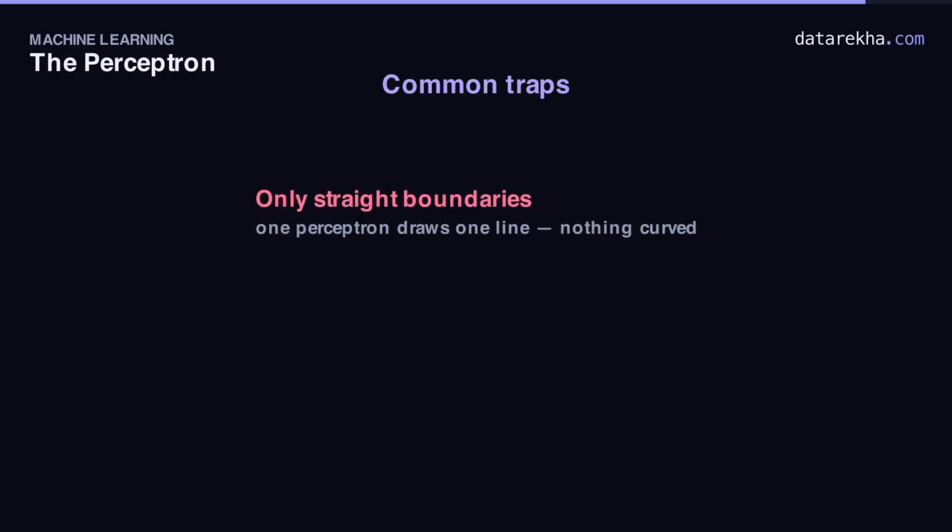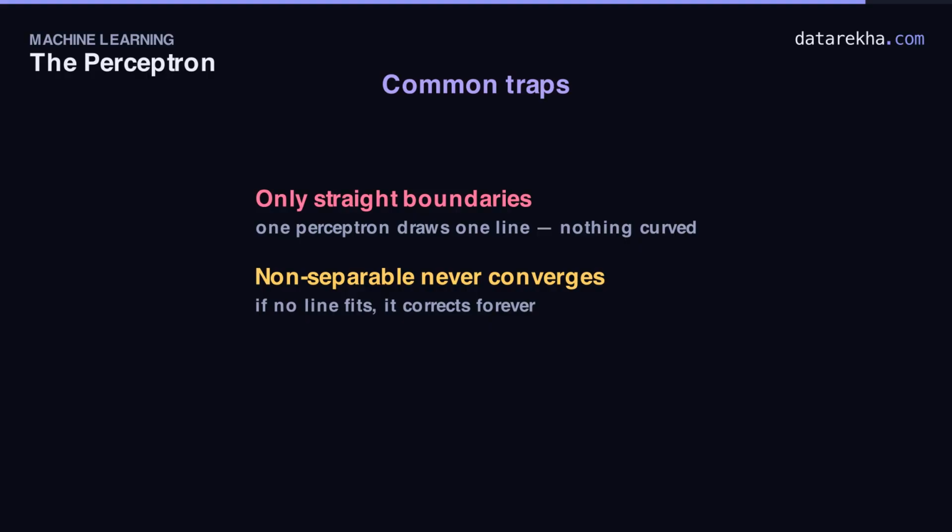Trap 1. Expecting too much of one neuron. A single perceptron can only ever draw a straight boundary. Anything curved, anything like XOR, is beyond it. You need layers. Trap 2. Assuming it always stops. Convergence is guaranteed only when the data are linearly separable. If they are not, the perceptron loops forever. So in practice, you cap the number of passes.